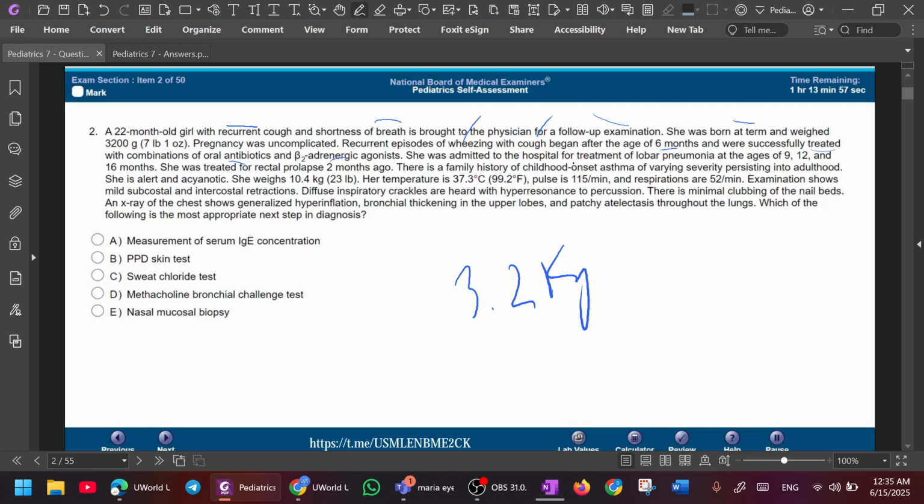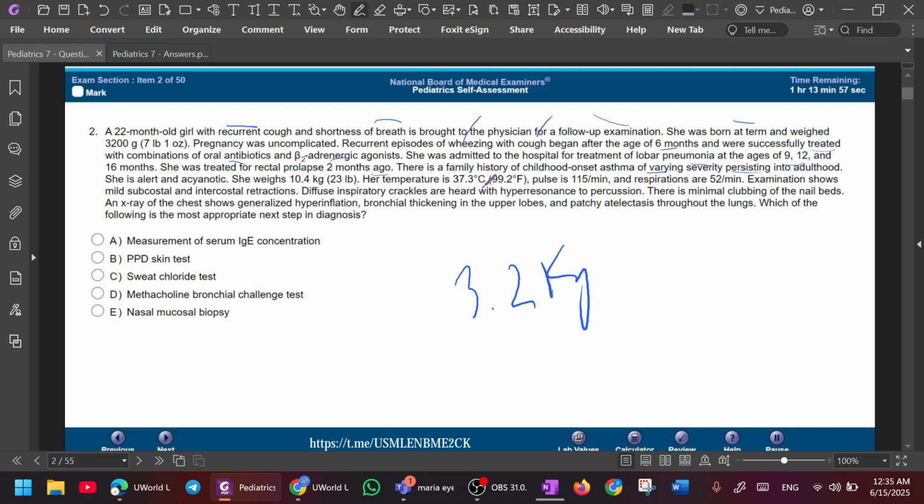She was admitted to the hospital for treatment of lobar pneumonia at ages 9, 12, and 16 months. She was treated for rectal prolapse 2 months ago. There is a family history of childhood onset asthma of varying severity persisting into adulthood. She is alert and asthmatic. She weighs 10.4 kg.